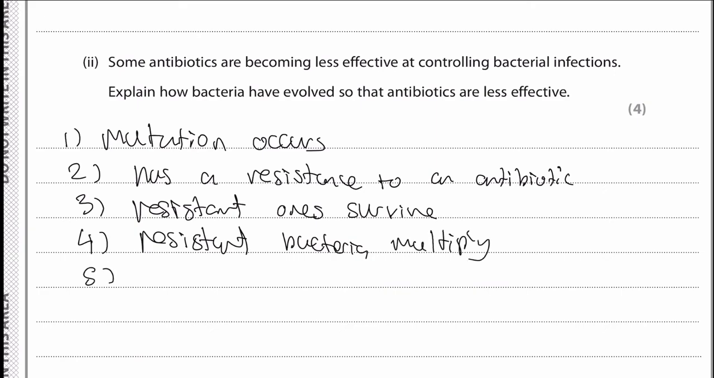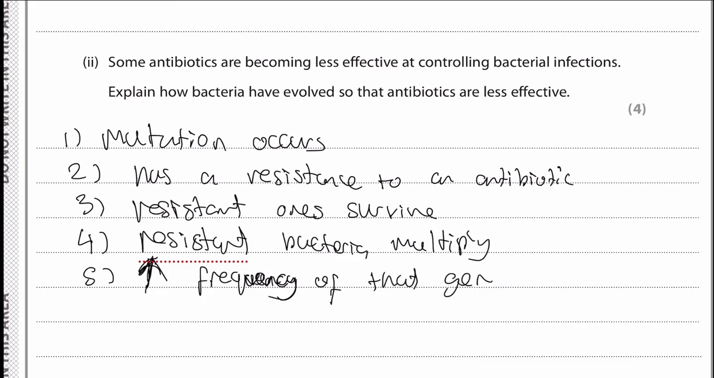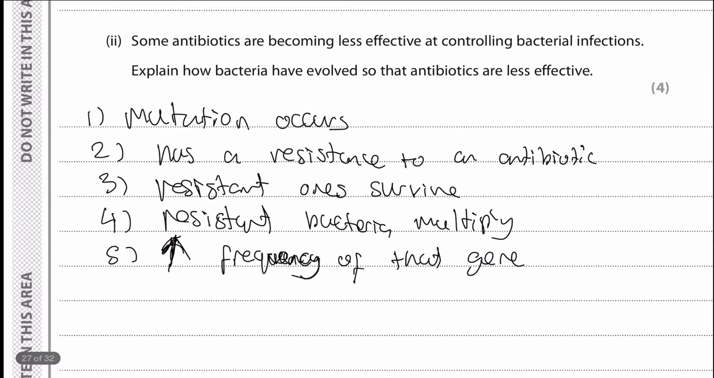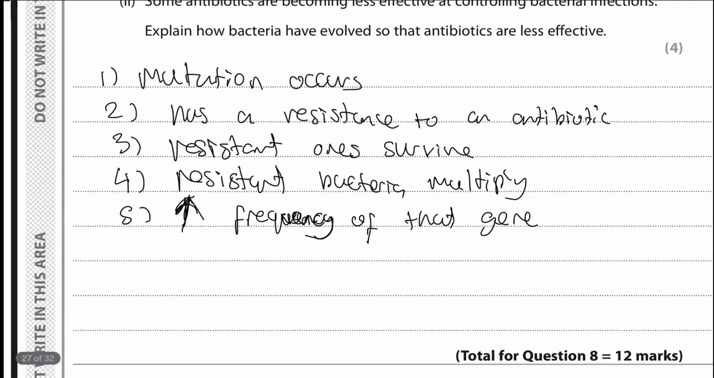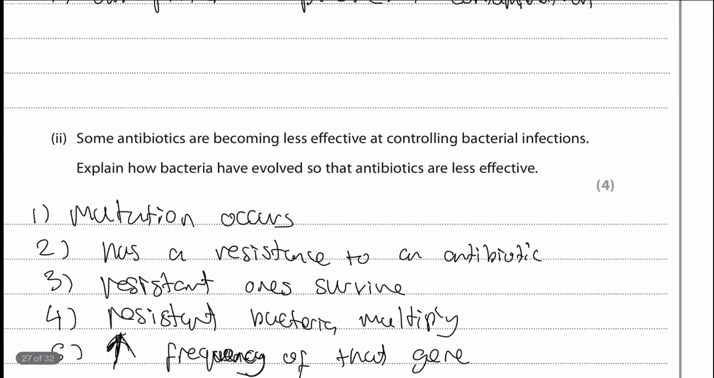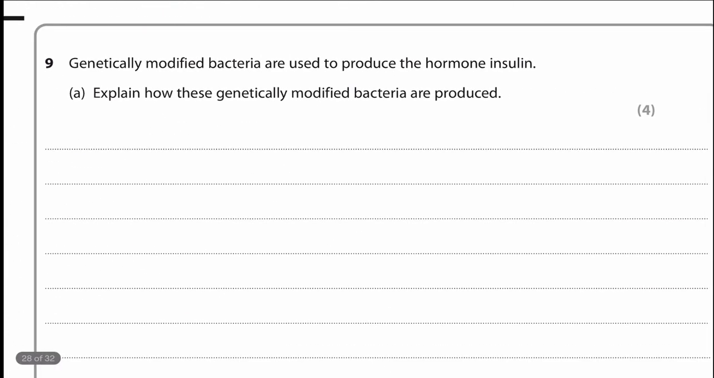Okay? Now that they multiply, they're essentially passing on the gene, their alleles. They're passing it on to future generations. And this means that there's an increased frequency. This is an arrow, by the way, it just means increased frequency. Oh wow, frequency of that gene, the resistant gene. And this is going to cause major problems and mean that more bacteria are antibiotic resistant and antibiotics overall are less effective.